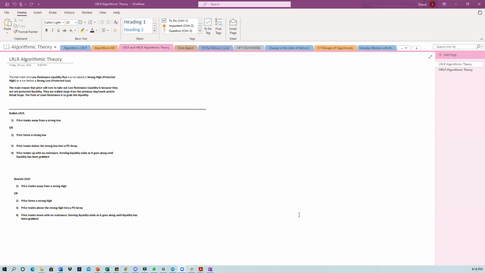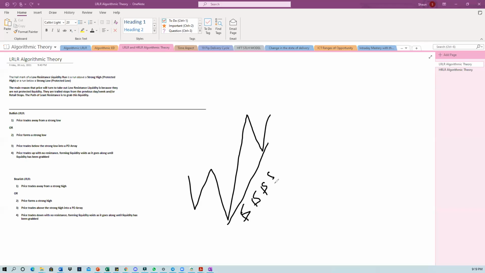Now, by now you guys should be able to put together that when you have a low resistance liquidity run, right? What is this? Someone? Anyone? That is what? There's a specific word I'm looking for. Starts with L, not liquidity. I mean, liquid is there in the phrase, but it's not what I'm looking for. Yes, okay. This is low resistance liquidity.